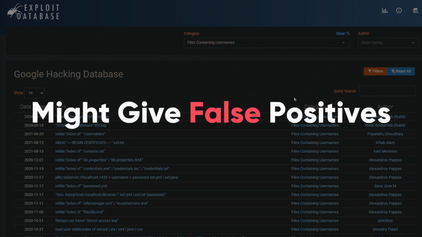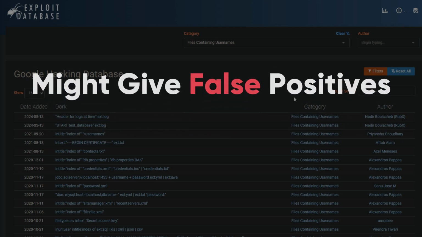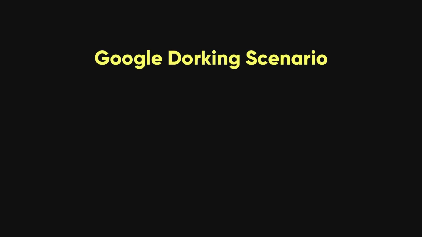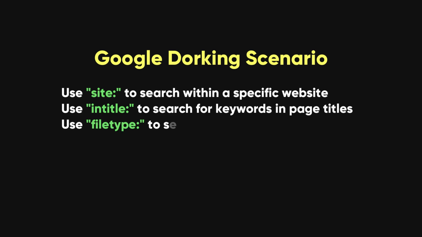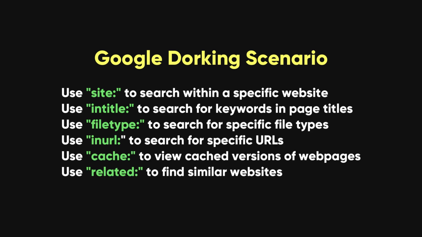Keep in mind that GHDB search queries might produce false positives or outdated information. Always verify the information you find using these search operators. Here's a sample scenario using Google dorking. Use the site operator to search only within the company's website. Utilize the intitle operator to find pages with specific keywords in the title. This can uncover potential login pages vulnerable to attack.